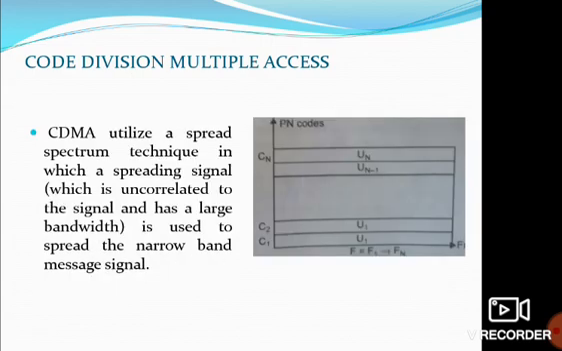So here we can see in this diagram, it uses a spread spectrum technique in which a spreading signal, which is uncorrelated to the signal and has a large bandwidth, is used to spread the narrowband message signal. So user 1 has code 1, and similarly different users will have different codes, which are known as PN codes, that is, pseudo-noise codes.